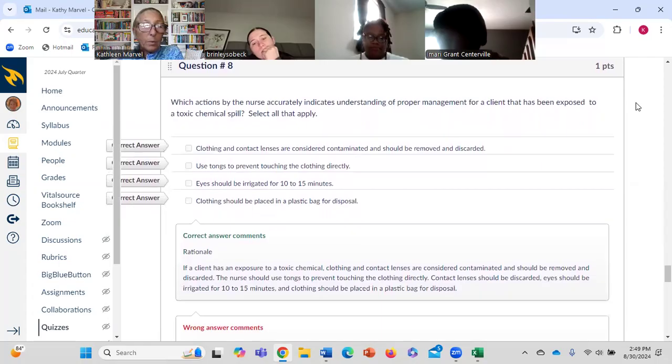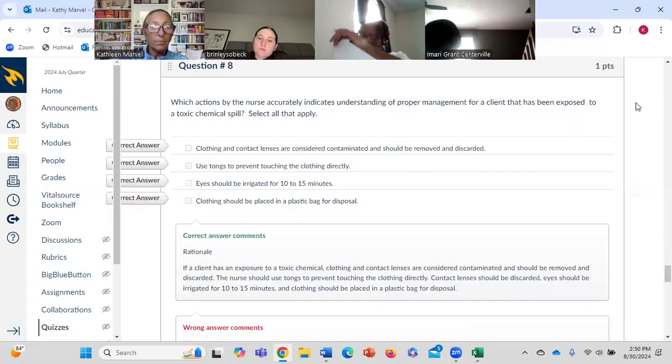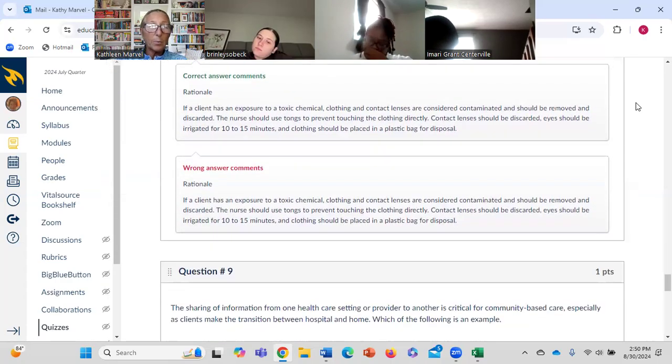Now the bioterrorism question. What actions by the nurse accurately indicate understanding of proper management for a client that's been exposed to a toxic chemical spill? Well, if you did your readings in the disaster management section, you'll know that all these answers are correct. Clothing and contact lenses are considered contaminated, should be removed and discarded. The use of tongs to prevent touching clothing directly. Eyes irrigated for 10 to 15 minutes, and then clothing placed in a plastic bag for disposal. Okay, so those are all appropriate nursing interventions for somebody who's been exposed to a potential toxin.